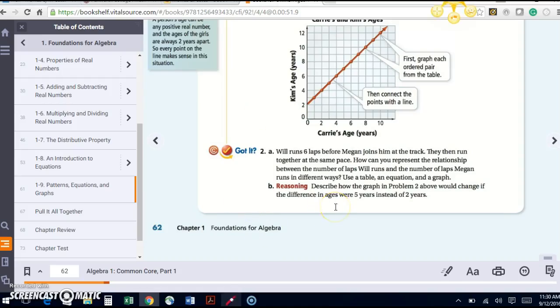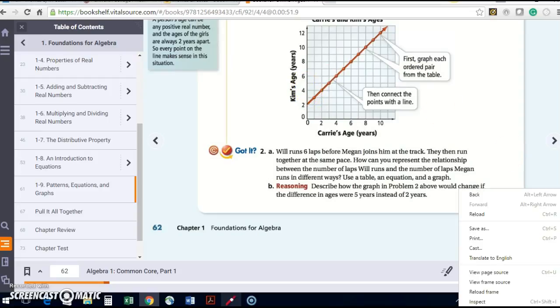Then it says describe how the graph in problem 2 would change if the difference in age were 5 instead of 2 years. So the problem would change. Instead of starting at 2, I would start at 5. And I would still have the same rate each year. They go up, but instead of starting at 2, I would start at 5.